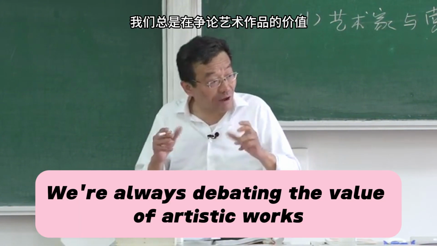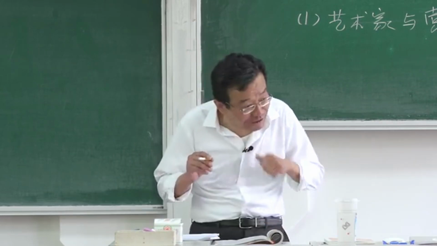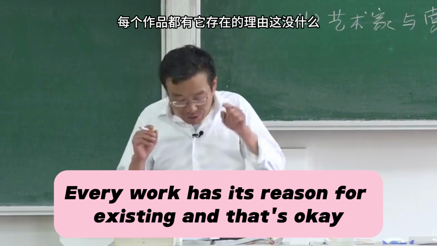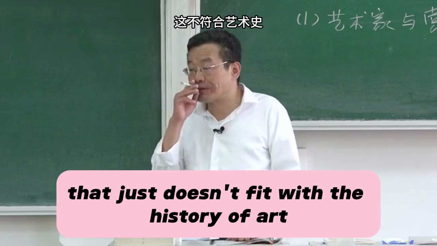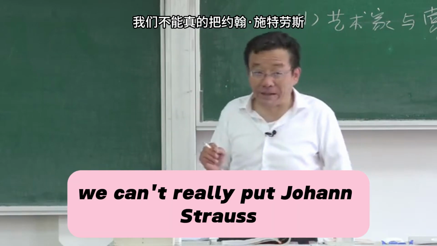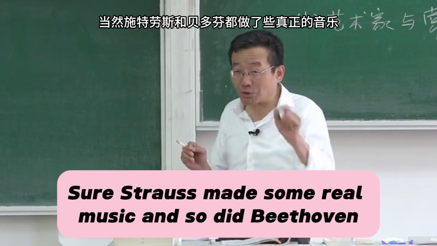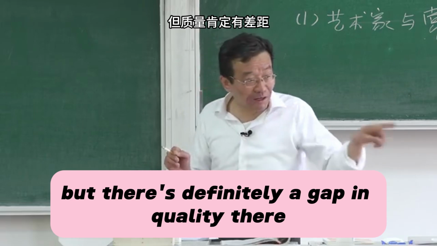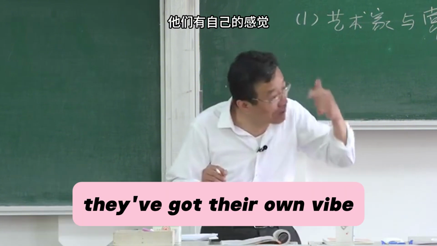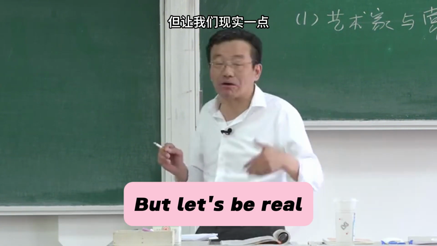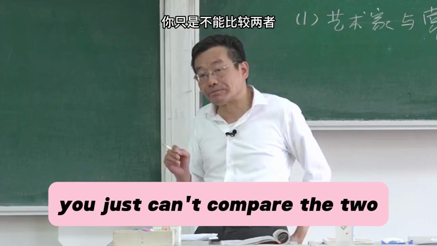We're always debating the value of artistic works, or else we wouldn't need to discuss or have things like the Nobel Prize in literature. Every work has its reason for existing, and that's okay. But saying there's no distinction between high and low just doesn't fit with the history of art. No matter what, we can't really put Johann Strauss on the same level as Beethoven. Sure, Strauss made some real music, and so did Beethoven, but there's definitely a gap in quality there. Strauss's waltzes are legit musical pieces, they've got their own vibe. But let's be real, they don't have the same depth and breadth as Beethoven's work. You just can't compare the two.